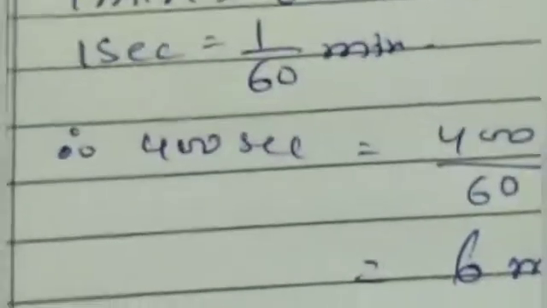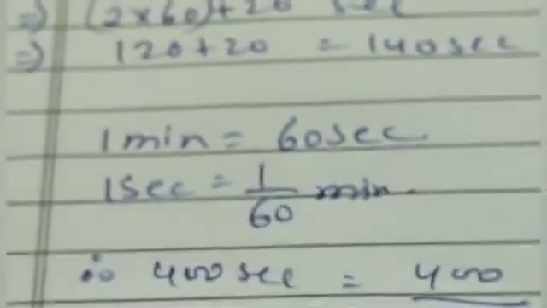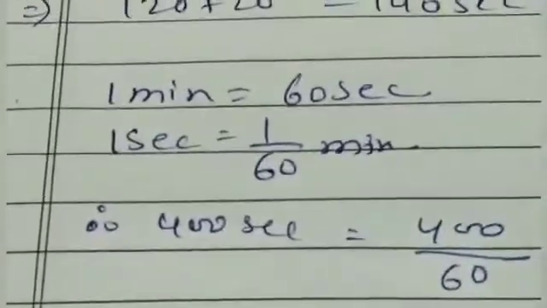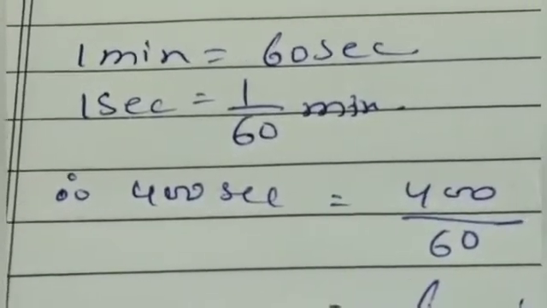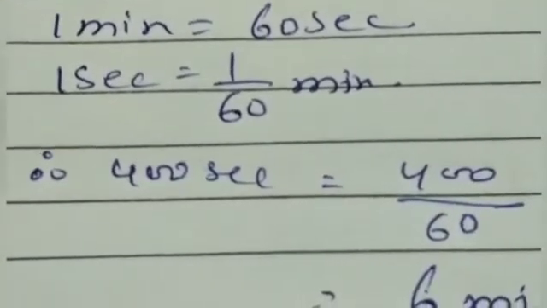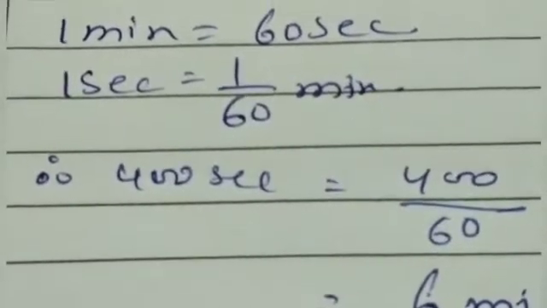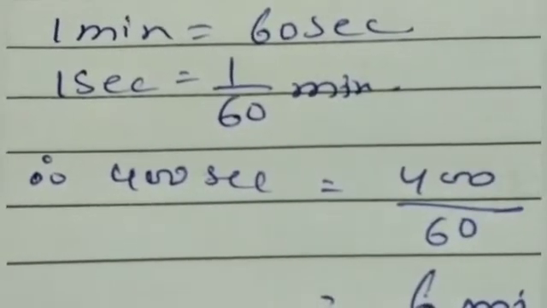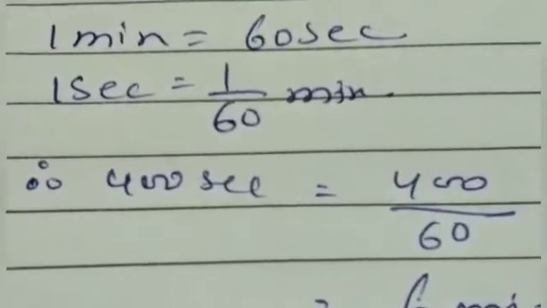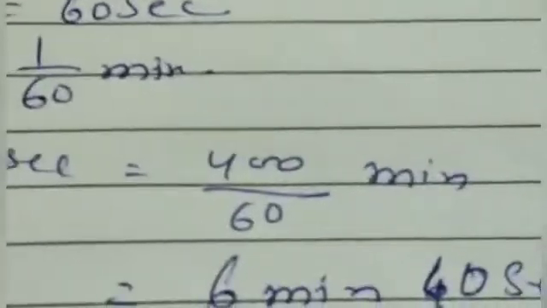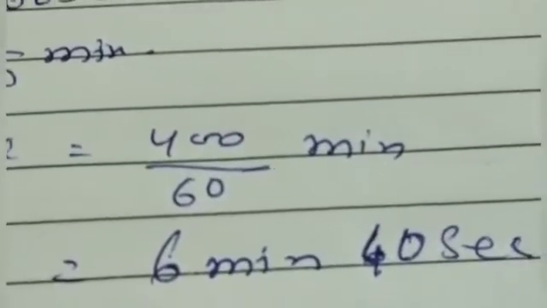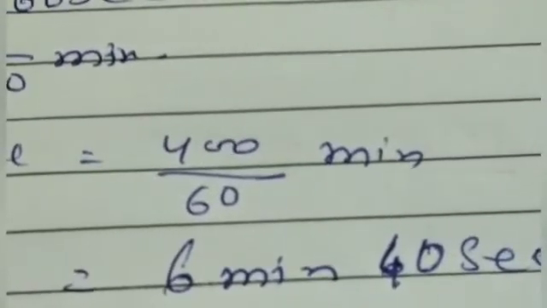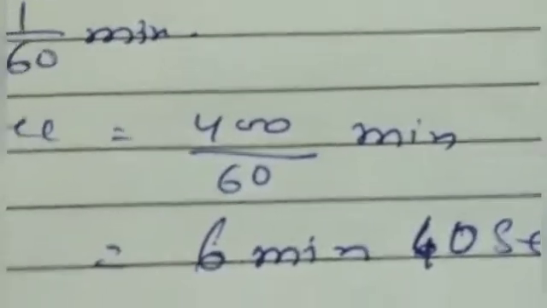See question number 5. Here you need to convert the seconds into minutes. So what we'll do, we'll see 1 minute has 60 seconds, we all know that. So 1 second will have 1 by 60. That means whatever the number of seconds is given, you need to divide by 60. So 400 is given, so we'll divide 400 by 60. So we get 6 minutes and 40 seconds. So all that maths given in all the sums, you will solve like this.